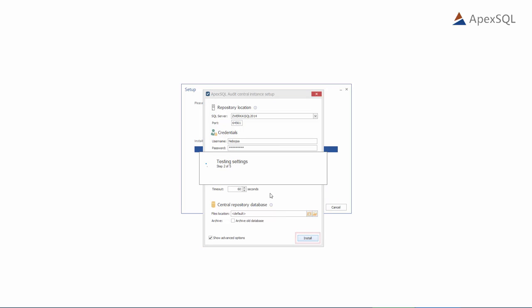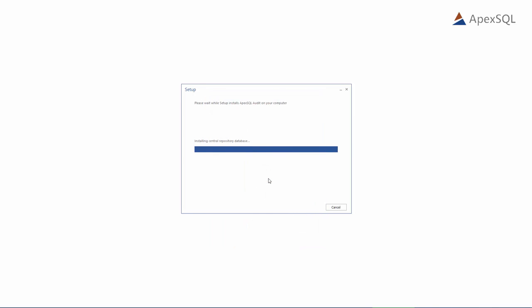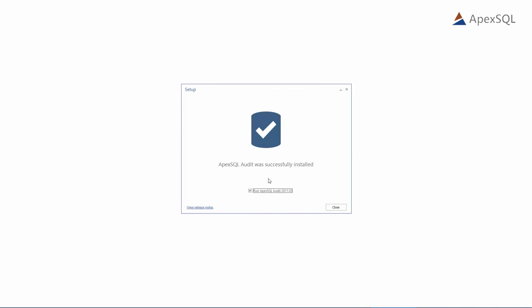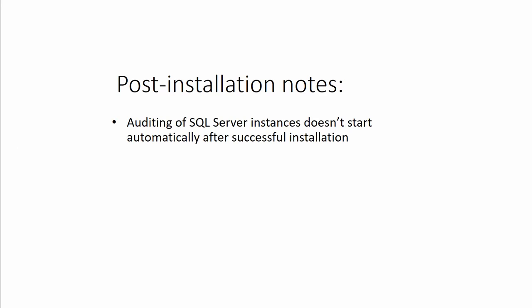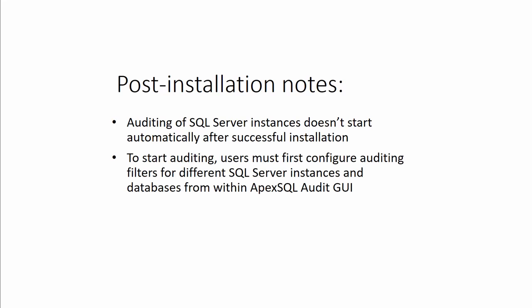Wait for a couple of moments for processing to finish, and installation will conclude with the information screen, which also allows users to immediately start ApexSQL Audit. It is important to understand that once the ApexSQL Audit main application is installed, auditing of SQL Server instances does not commence immediately. The user is required to start the application console, add SQL Server instances which need to be audited, and specify auditing filters, after which auditing will be started.